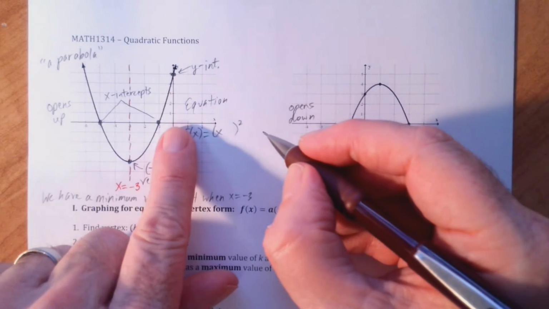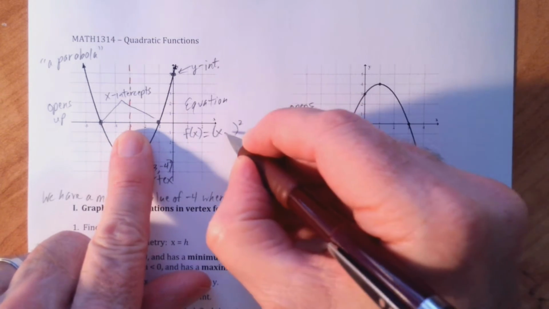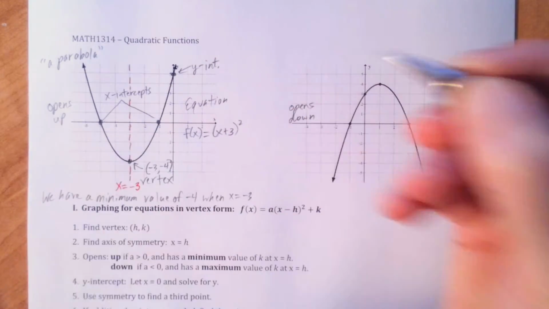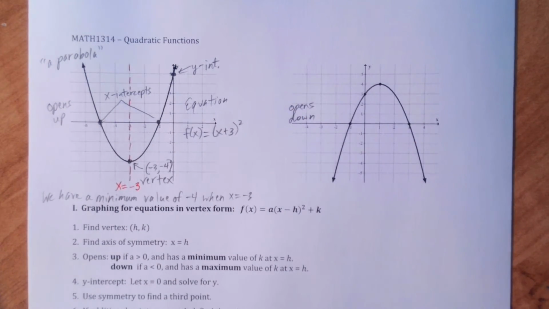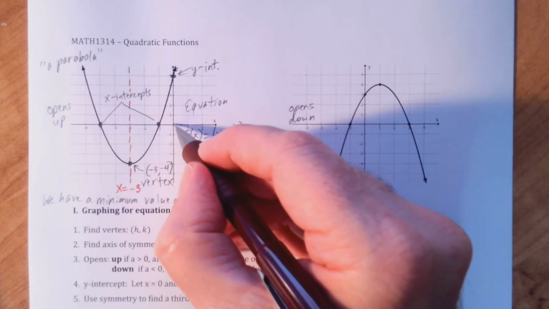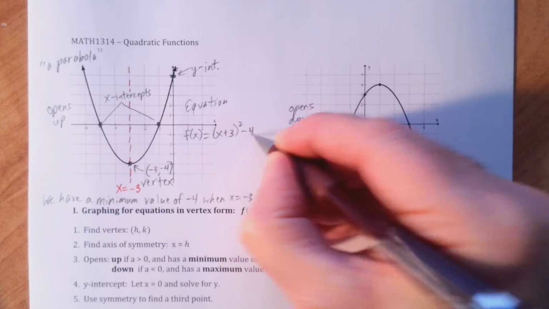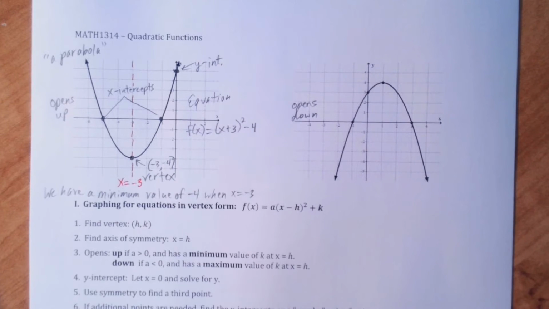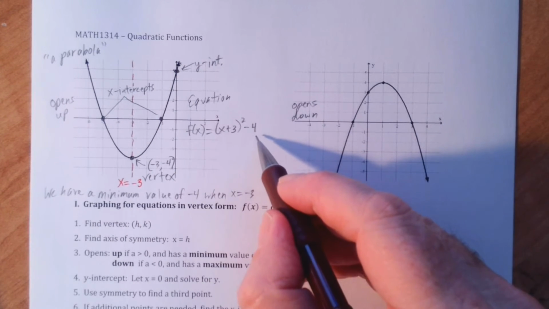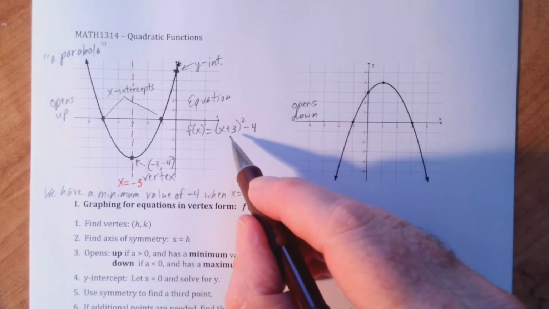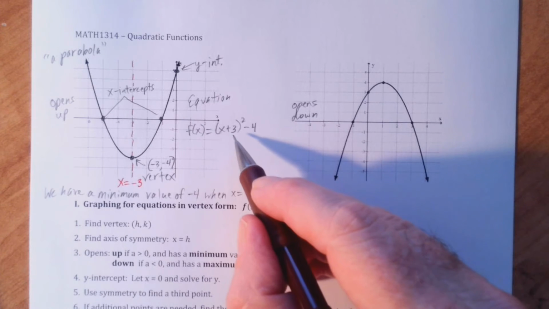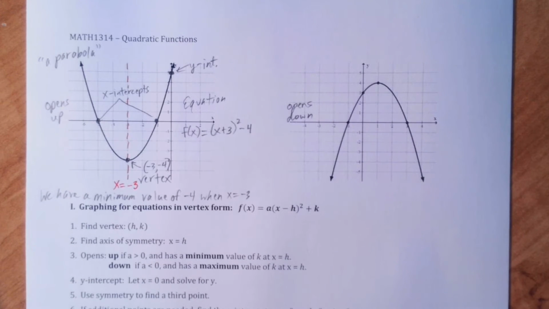Because the parabola has been moved 3 left, we would want to put a +3 in here. So it's x plus 3 quantity squared. And because the parabola is down 4, we would put a -4 here. So we basically have a vertical shift down 4 and a horizontal shift left 3. And that's about it for this parabola.